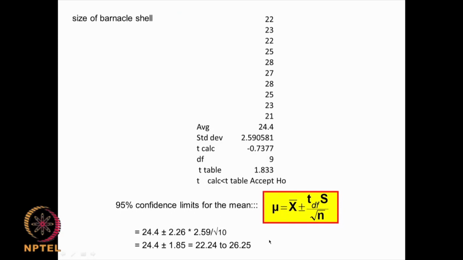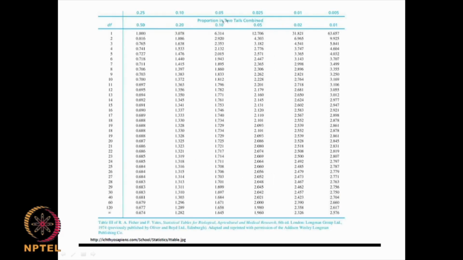We get the average which is 24.4, and we get the standard deviation which is 2.59. So, the T calculated we can get here: 24.4 minus 25 divided by S divided by square root of n. So, we get the T calculated as minus 0.73. For 9 degrees of freedom, there is a T table here. So, I want you to look here.